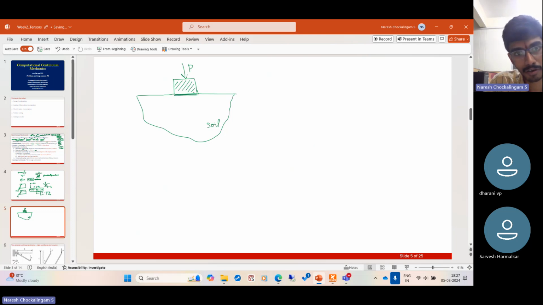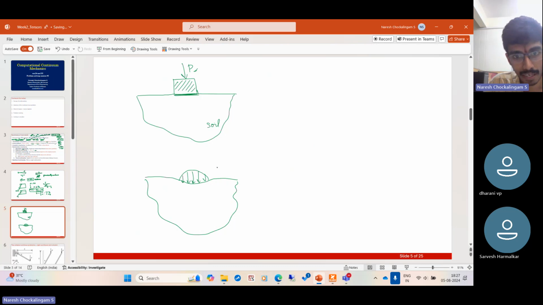So the load is acting over this region. But we know that the total load is P, but we don't know the distribution of the load. So this soil can be assumed as an elastic medium. It deforms in a certain manner, and over this region you have some unknown distribution of pressures. And this distribution of pressures has to be solved using some method.